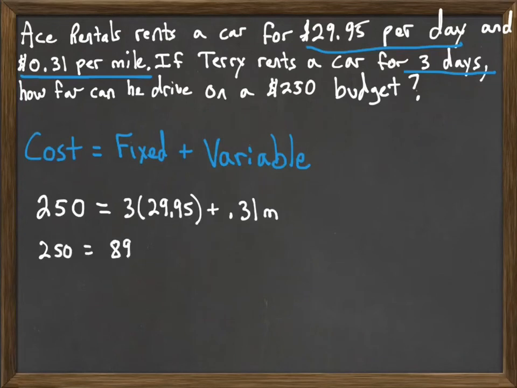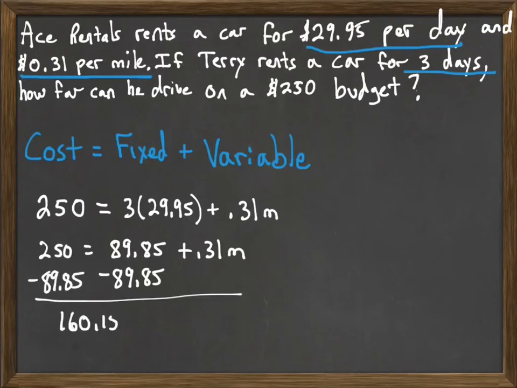So we begin first by multiplying out 3 times 29.95, which is 89.85, plus 0.31M, and then our goal here is to solve the equation. So we just keep the decimals as they are, and we subtract 89.85 from both sides so that we can get the M by itself. And when we do that, 250 minus 89.85 will give us 160.15. And that's equal to 0.31M.